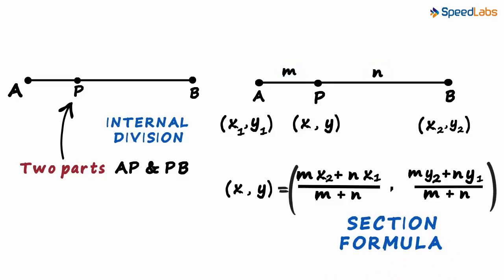If you're too bored to remember the formula, don't worry, you can just derive it. The derivation is quite simple, I would say, and we cover it next. The section formula helps us find the coordinates of a point on a line, provided we are given this ratio and the coordinates of the endpoints.